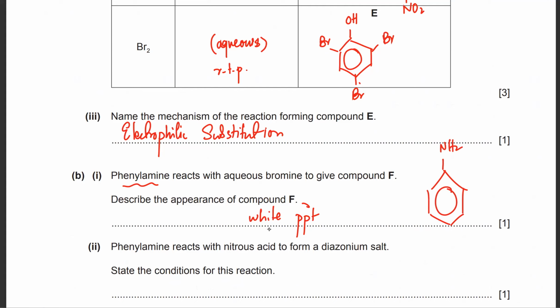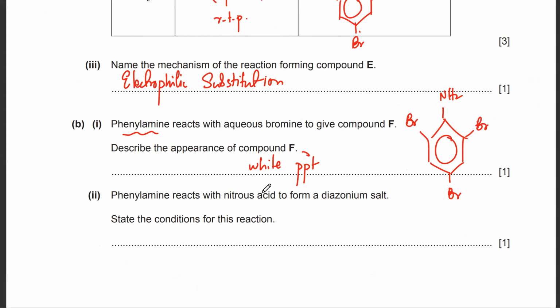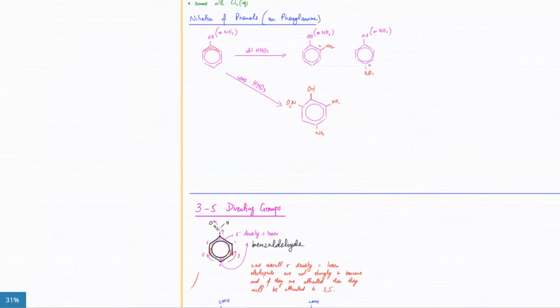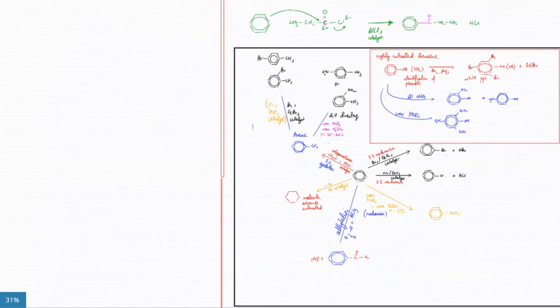And if you react it with bromine, then bromines will get attached to all positions, 2, 4, and 6, all of them. And phenylamine reacts with nitrous acid to form a diazonium salt. State the conditions for this reaction. So this one is about diazonium salts, the dye stuff that we studied.